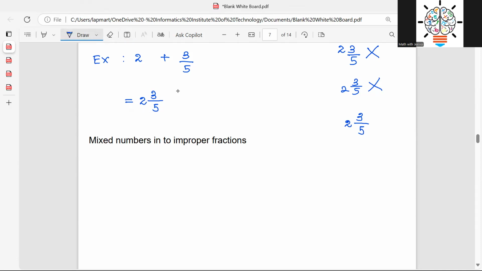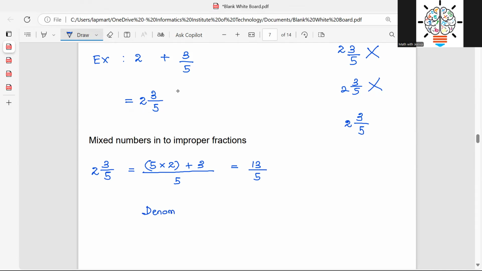We'll take the same example, 2 3/5. What we should do, we multiply the denominator by the whole number, 5 times 2, 10, plus 3. Then we write the denominator as it is. 5 times 2, 10, 10 plus 3, 13/5. So then how are we going to write this in words?